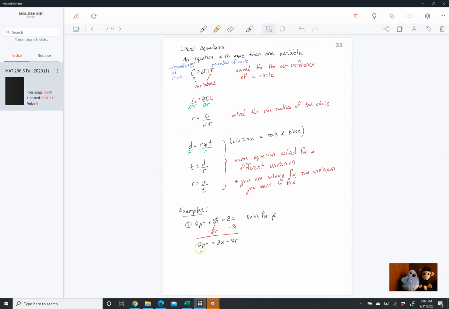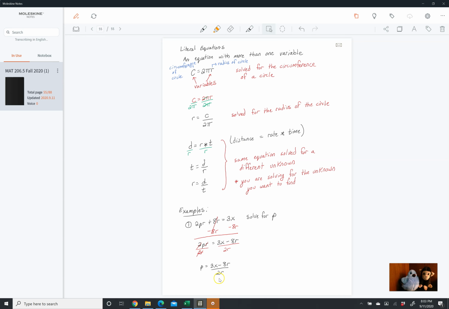Okay. Now we still need to get the p by itself. Well, p is being multiplied by 2 and r. So in order to get rid of it, we can do this all at the same time. We can just divide by 2r. So the r's go away and the 2's go away. And what we're left with is p equals 3x minus 8r over 2r. And you can stop there.